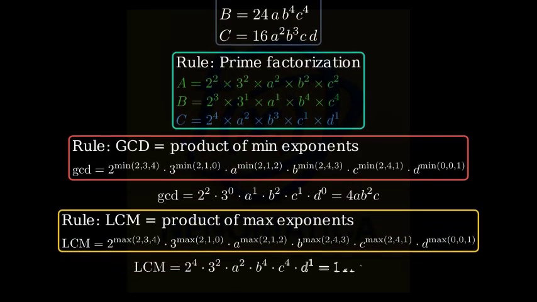This gives 2 to the fourth times 3 squared times a squared times b to the fourth times c to the fourth times d to the first. That simplifies to 144 a squared b to the fourth c to the fourth d.